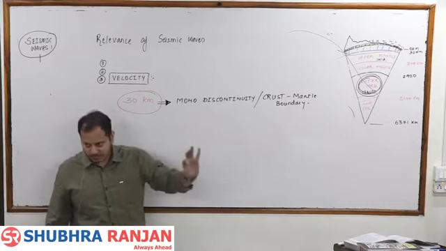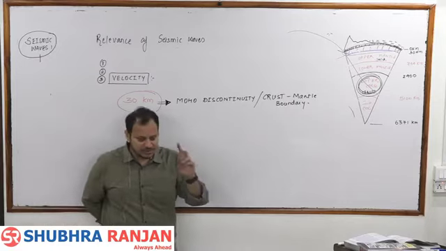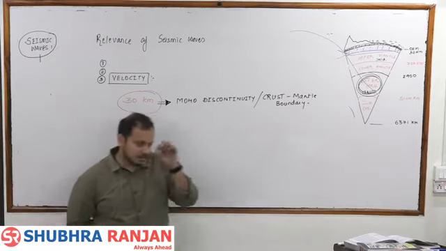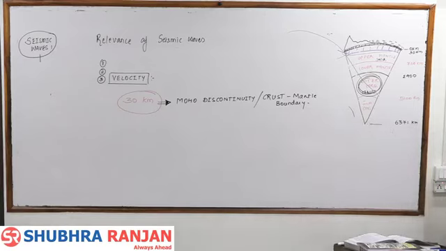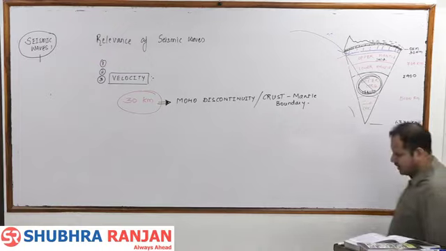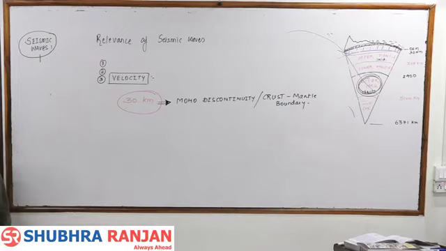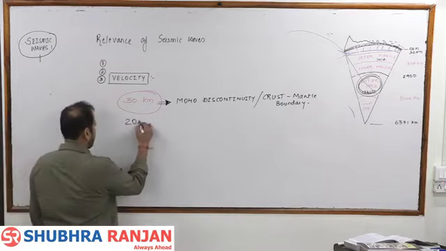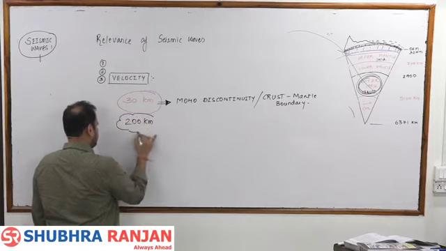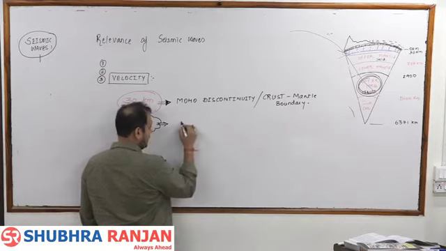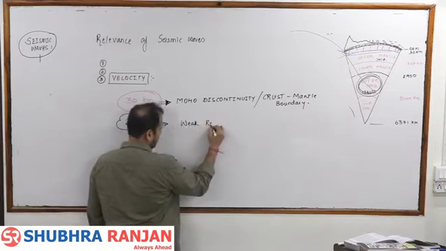Fine? Getting it? Those whose GS has not yet been done, remember, Moho discontinuity means crust mantle boundary, nothing else. The same point: though the velocity is greater in the mantle, the upper 200 kilometers experience low velocity, as it is the zone of what? Magma or weak rocks.